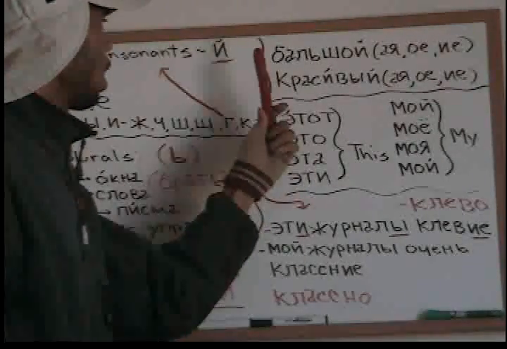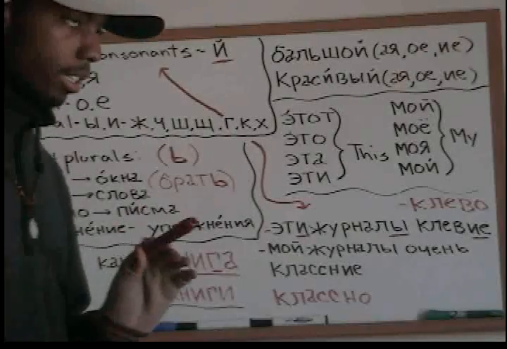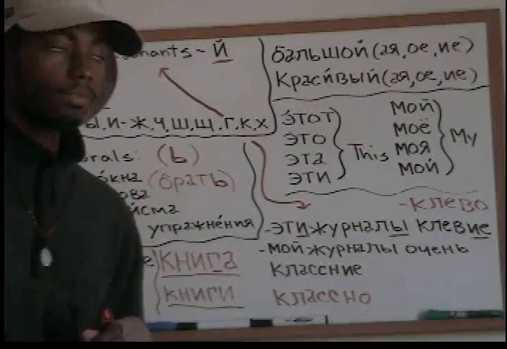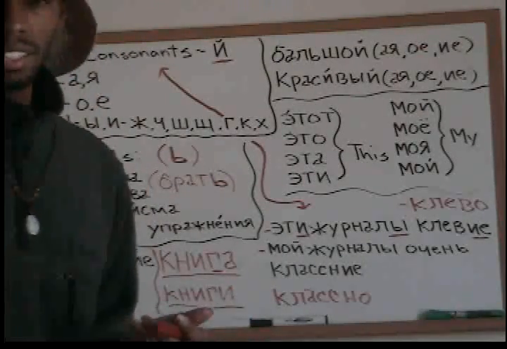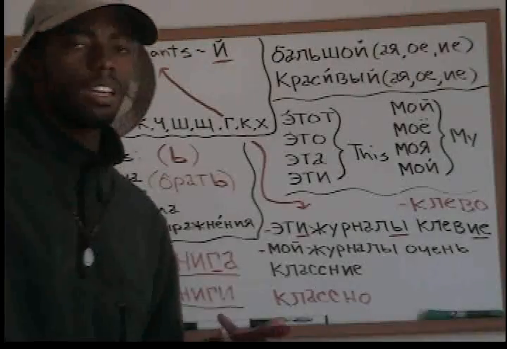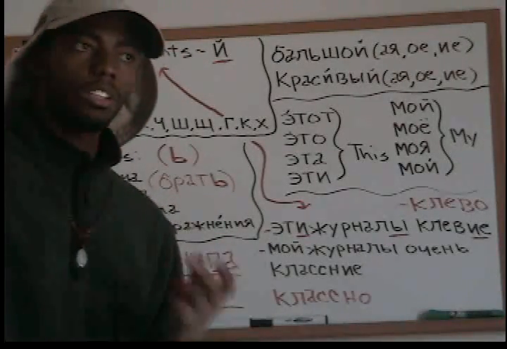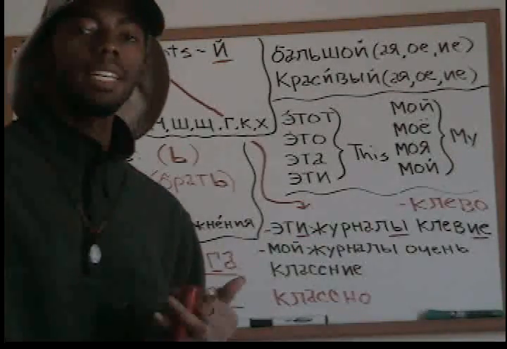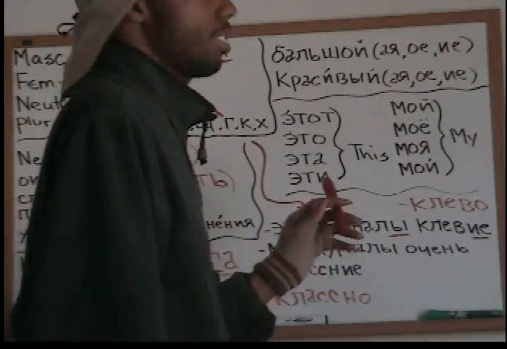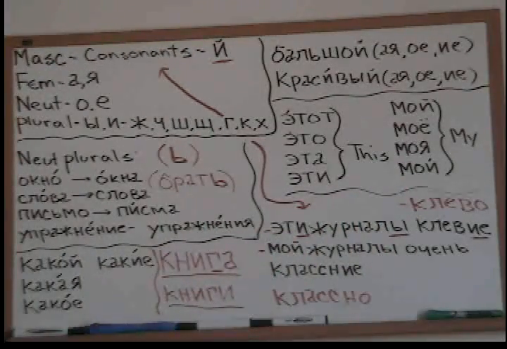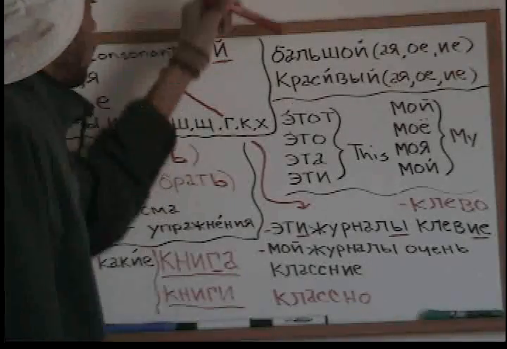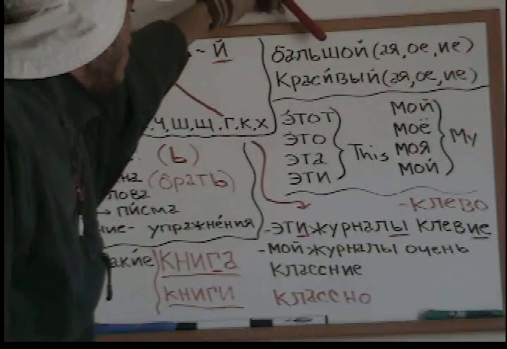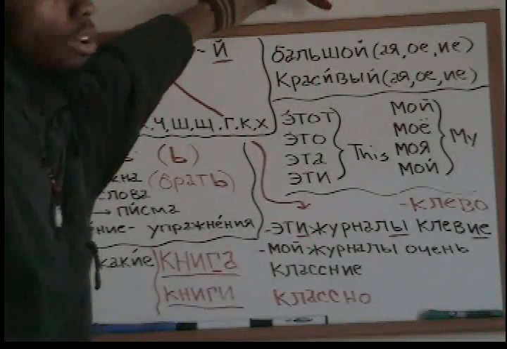I forgot to mention, whenever you look in the dictionary, all the adjectives will be masculine. Like if you look up good, it won't be хорошо, but in the dictionary it will be хороший. That's masculine. So all these adjectives you look up in the dictionary will be in the masculine form. Okay, so now here we have большой. This is masculine. Большой is big, large.